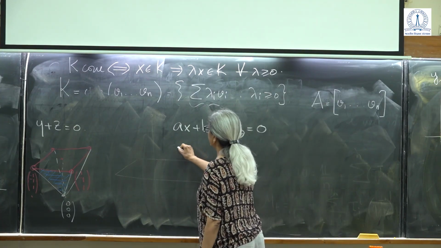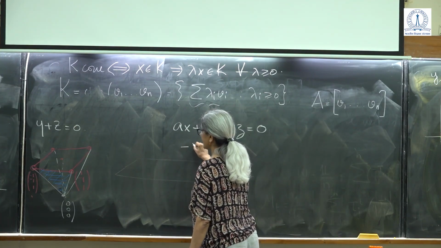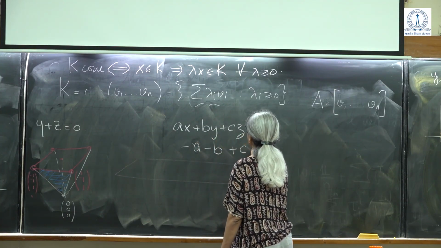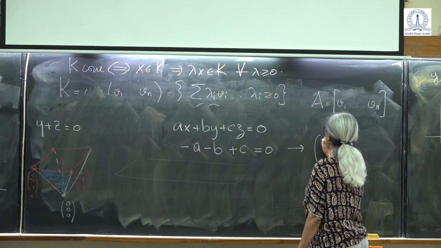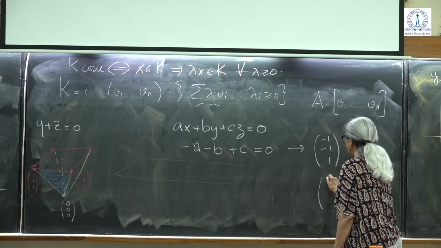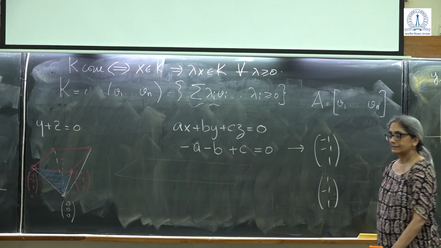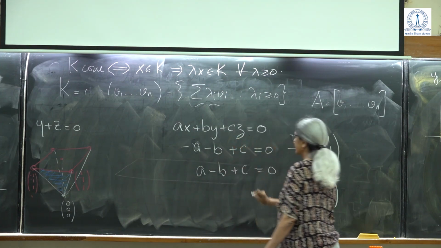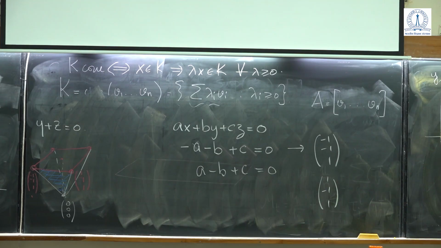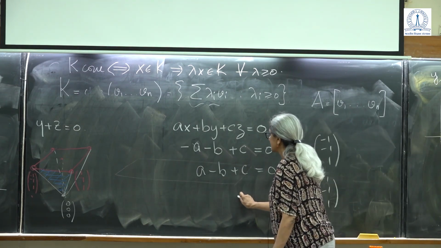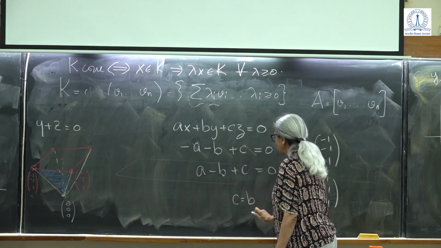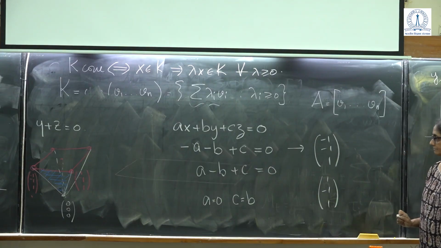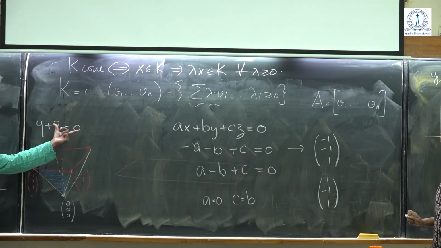So if you plug in -1, -1, 1, you get minus A minus B plus C equal to 0. So this is coming from -1, -1, 1, and then we had also 1, -1, 1: A minus B plus C equals 0. So C equals B, and A equals 0. Okay, so now C equal to B. So you get By plus Bz equal to 0.